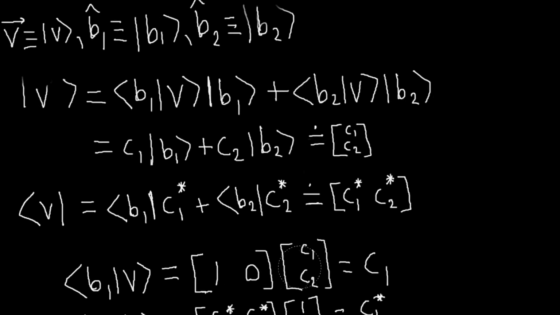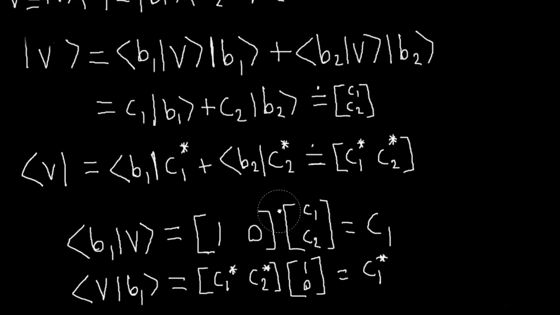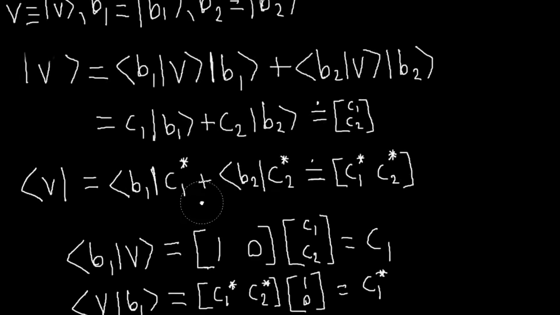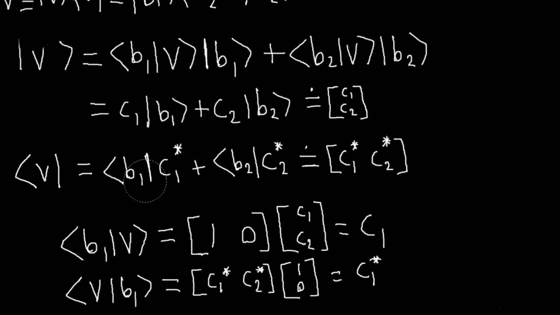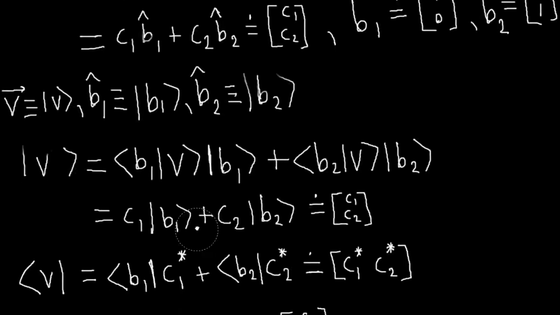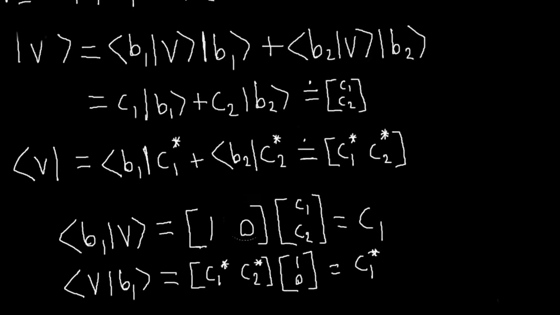I can just do this matrix math here, just 1 times c1 plus 0 times c2, that's c1. But if I compute v with b1, well, v is represented by this row vector, c1 star, c2 star, and then b1 is this column vector. If I do this, I get c1 star. So these are no longer equal to each other, but they're equal to the complex conjugate of each other. Again, that's not that big of a deal. They're almost equal to each other, but not quite. So that's all the vector stuff I want to do.